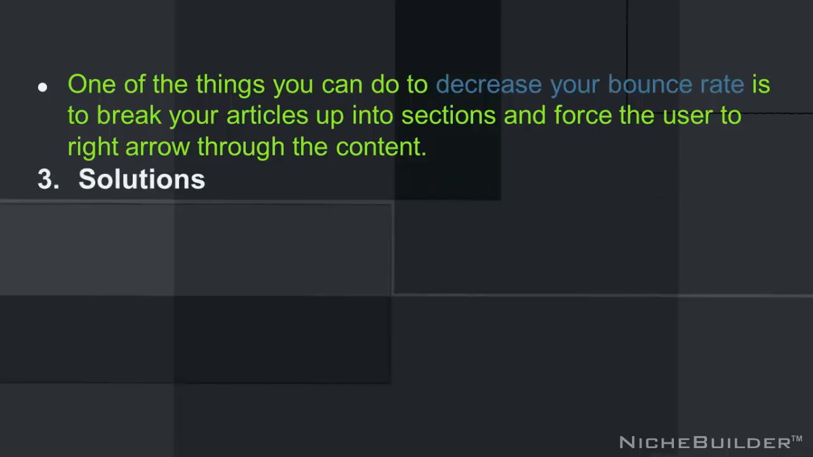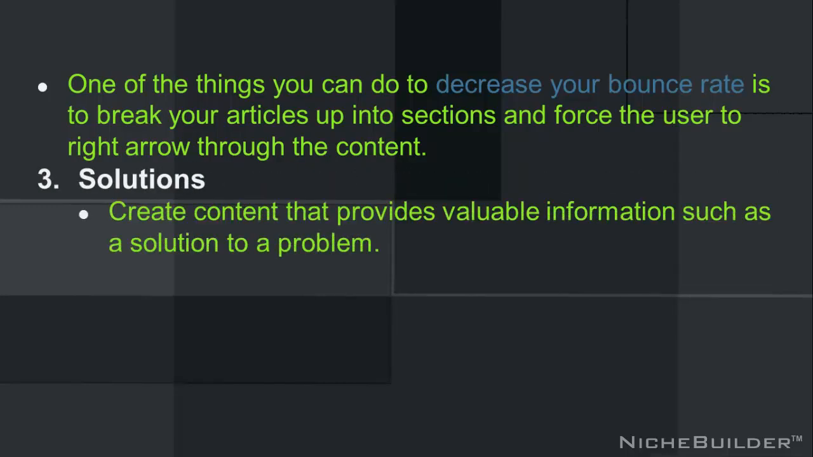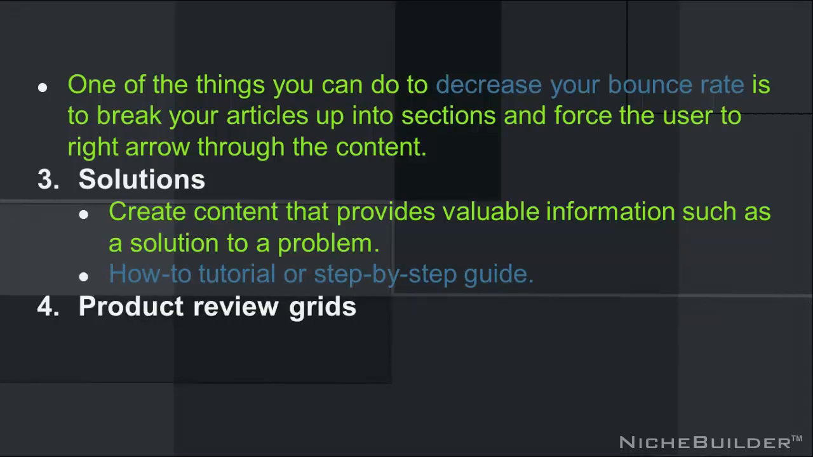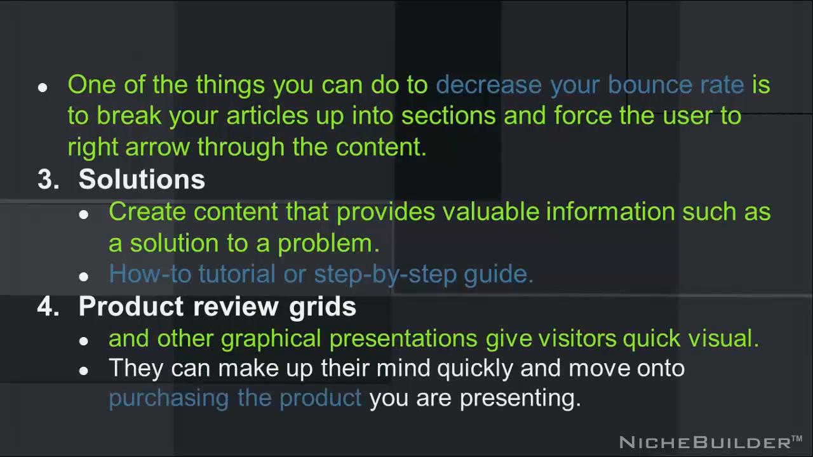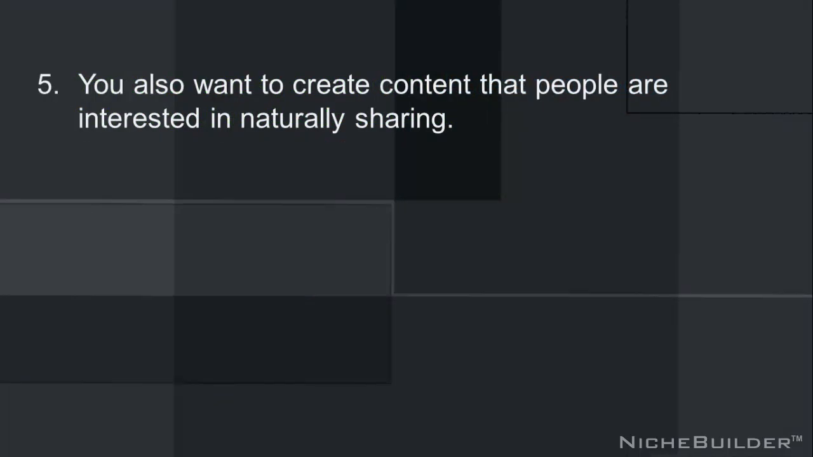Solutions. We mentioned this earlier, but you want to create content that provides valuable information such as a solution to a problem. And a how-to tutorial or step-by-step guide is a good way to go as well. Number 4, product review grids and other graphical representations give visitors a quick visual so they can make up their mind quickly and move on to purchasing the product you're presenting. Now, I can also tell you that these review grids also create really good backlink materials, so people will do natural backlinks when they want to share that information. You're also going to want to create content that people are interested in naturally sharing.